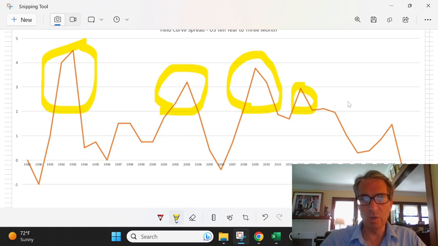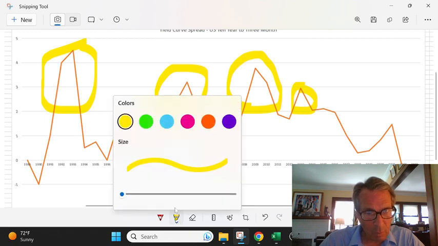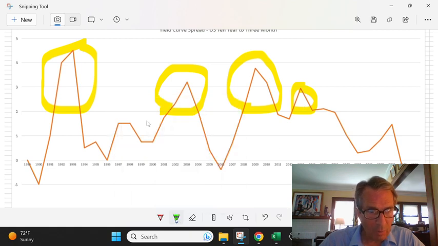Basically, the scenarios I'm just pulling: the 10-year bond, say, was yielding 4%, and the 3-month T-bill was yielding 2%. This is very favorable for banks, because they borrow short-term and lend long-term. Now we're going to talk about today's scenario.